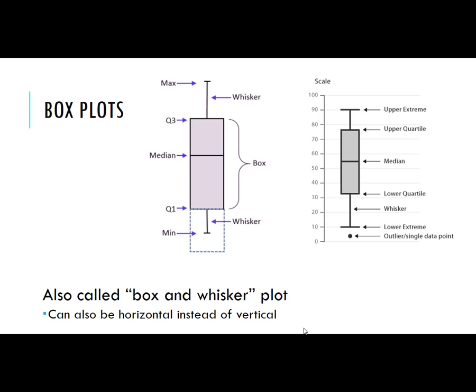The next visualization or chart we're looking at is called a box plot, also called a box and whisker plot, because the box represents the middle 50%, the area between Q1 and Q3, quartile 1 and quartile 3, and the whiskers go out to the other quartiles. Most of the time we'll see them vertical, but sometimes some people draw them horizontal.